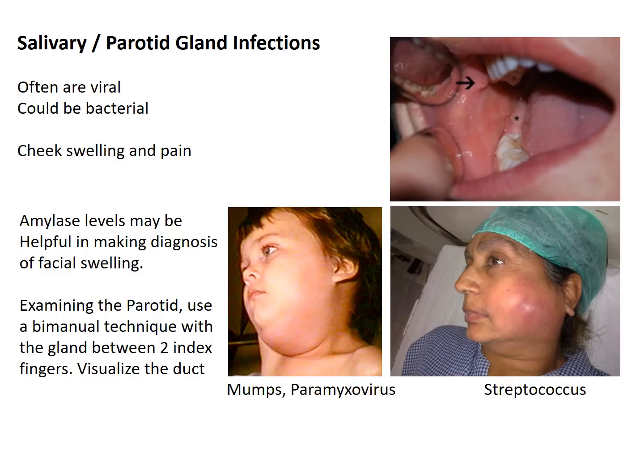And then the other thing that I want to say is when you're doing that bimanual palpation, try to visualize the duct. The parotid duct and the sublingual ducts are probably the easiest ones to see. So do this to a willing volunteer. Look in their mouth and see if you can find that parotid duct. It's highlighted in the upper picture at the black arrow. And then have them lift up their tongue, and you should be able to see fairly easily the ducts of the sublingual glands.